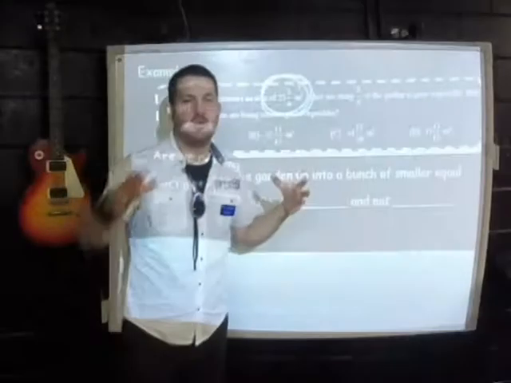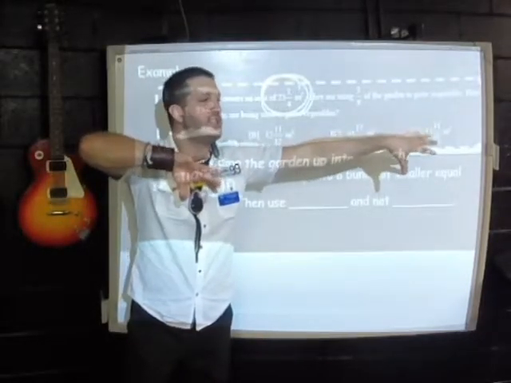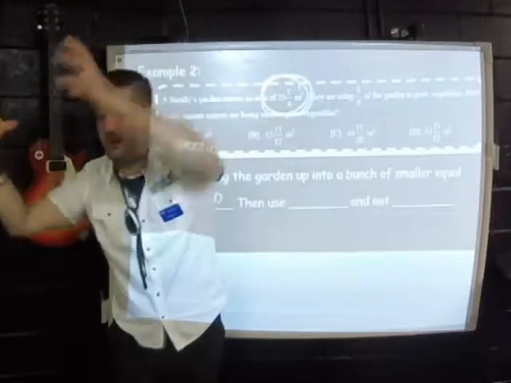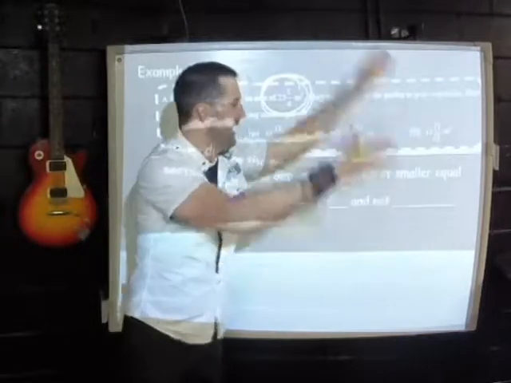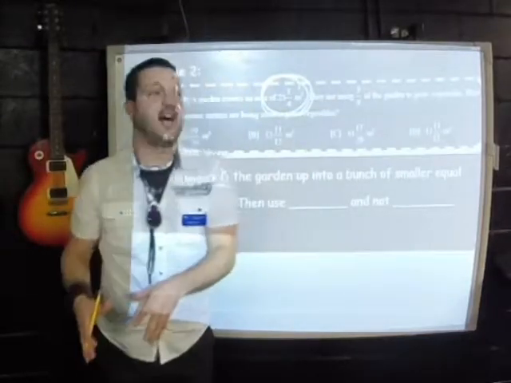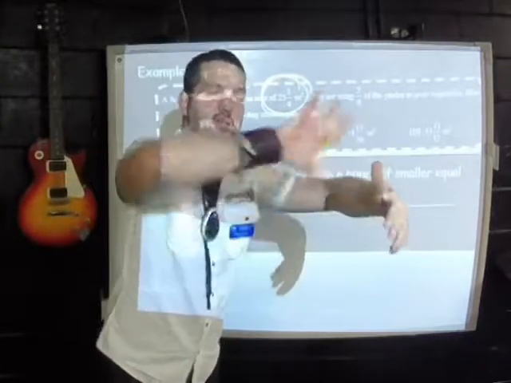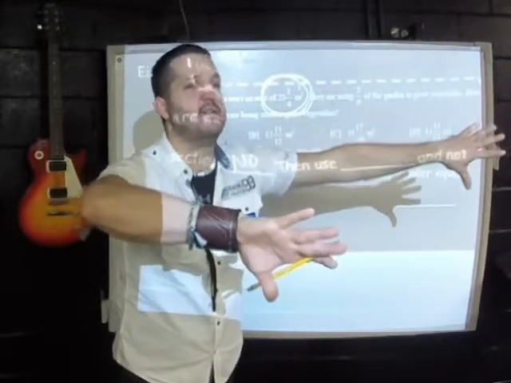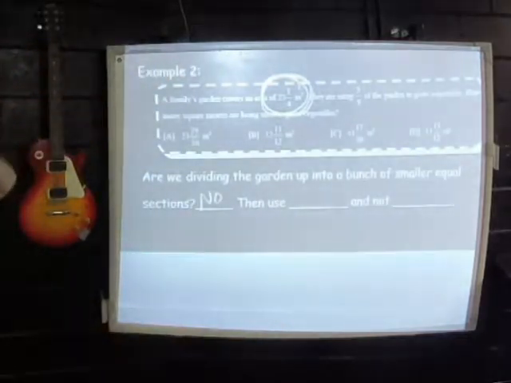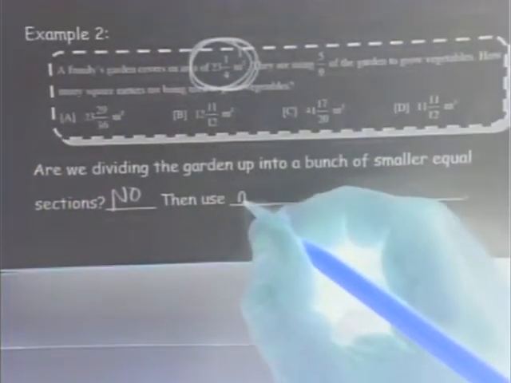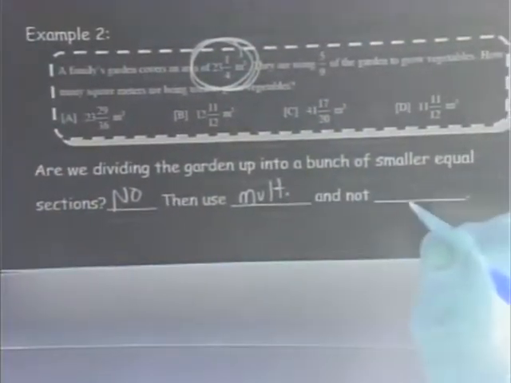We might be cutting it into a couple different spaces, but nobody said let's take every 5 square meters and make different sections for tomato plants. That's not what we're doing. You just have a garden, this much for vegetables, this much for tomatoes. It's not equal sections. So what we're going to use is multiply. Yeah. We're going to multiply, not divide.